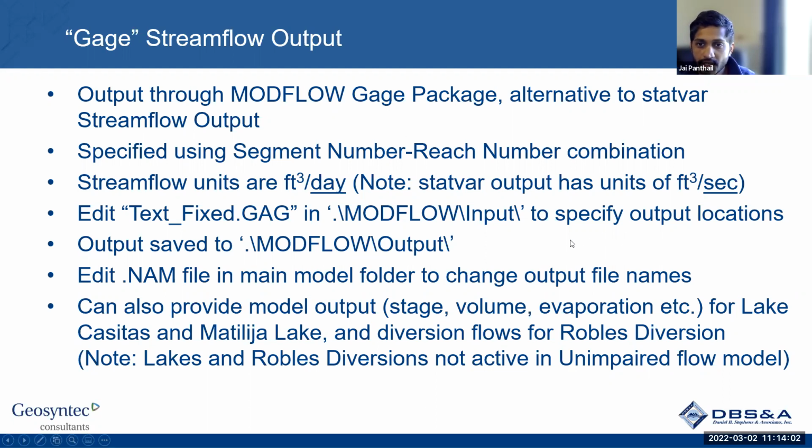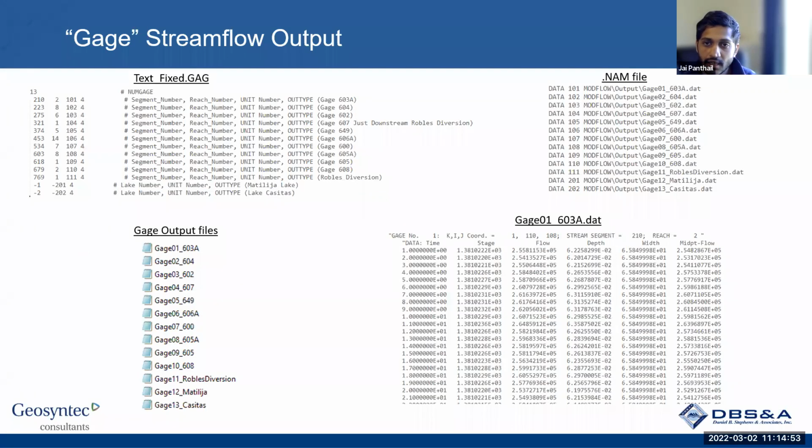I'll show on the next slide what the gauge file looks like, where you specify output locations. The output is saved to the output subfolder underscore under MODFLOW, and the NAM file is what you need to edit to change the output file names. Another difference from the STATWAT output is that this file can also be used to provide model output such as stage, volume, and evaporation, etc. for Lake Casitas and Matilija Lake, and also diversion flows for the Robles diversion. Just to note, these are not active in the unimpaired flow model, so these are only in the calibration and validation model.